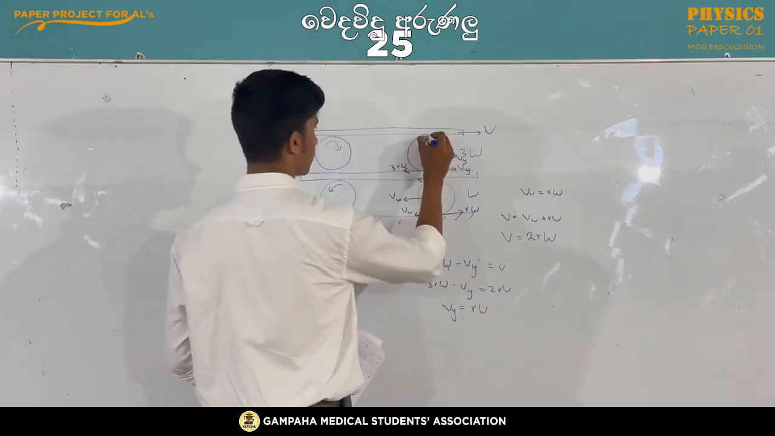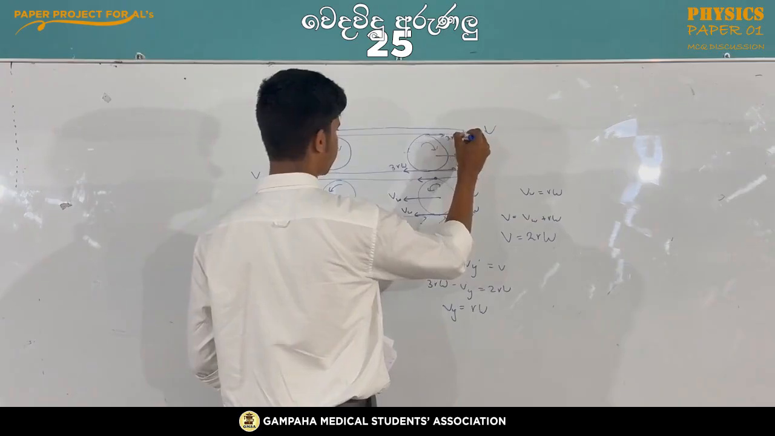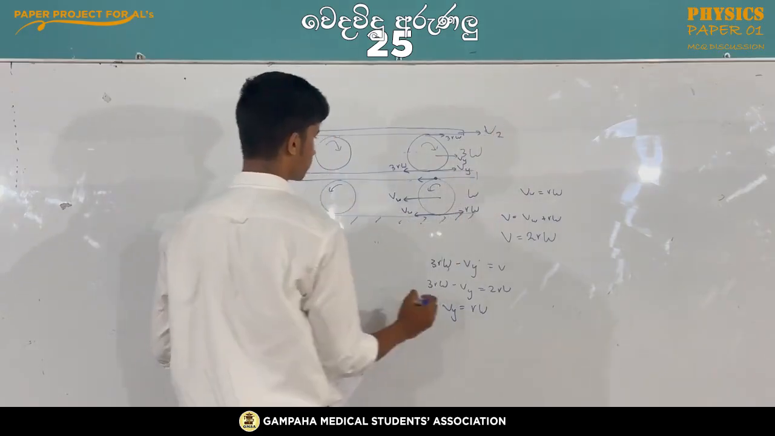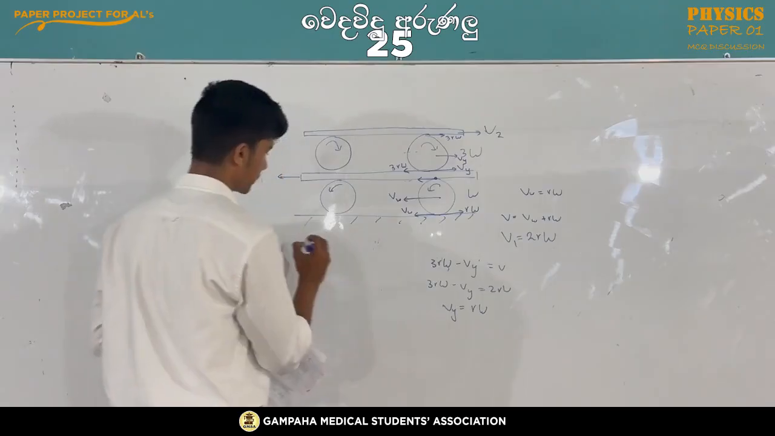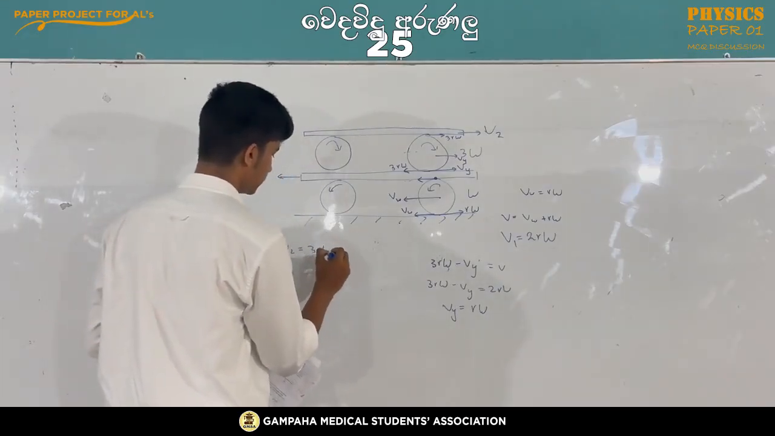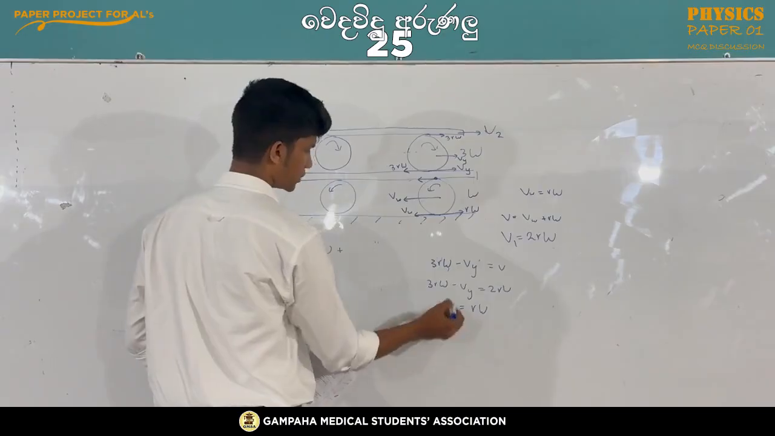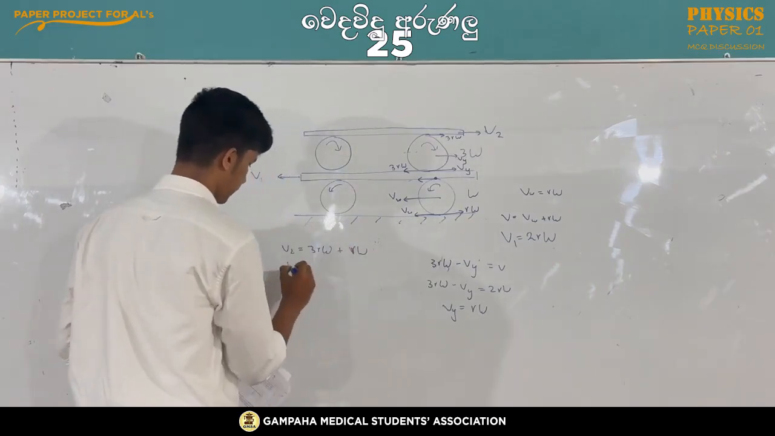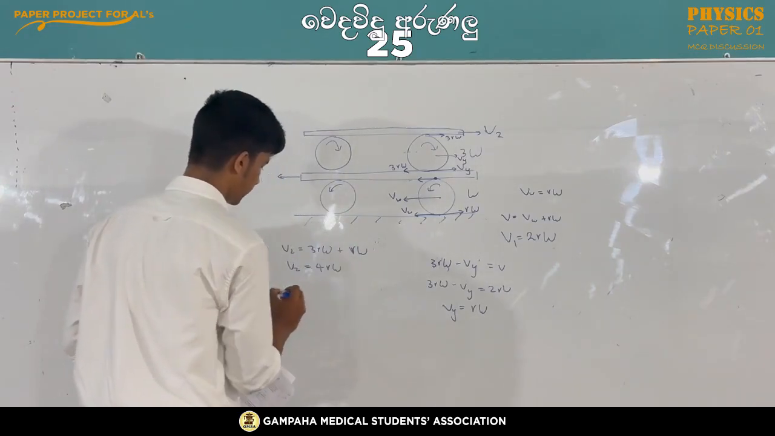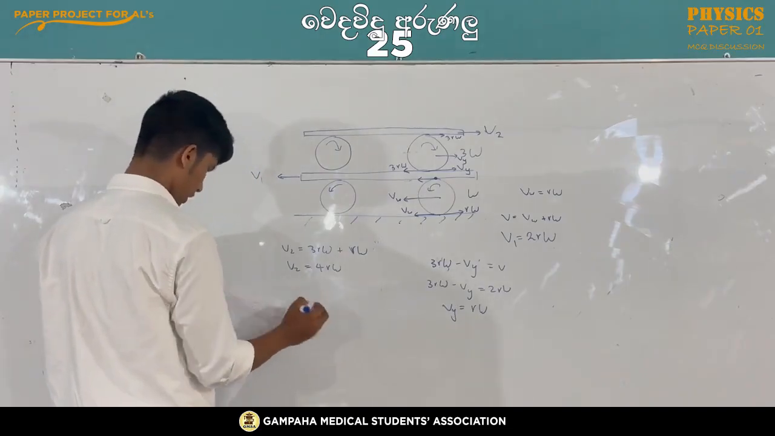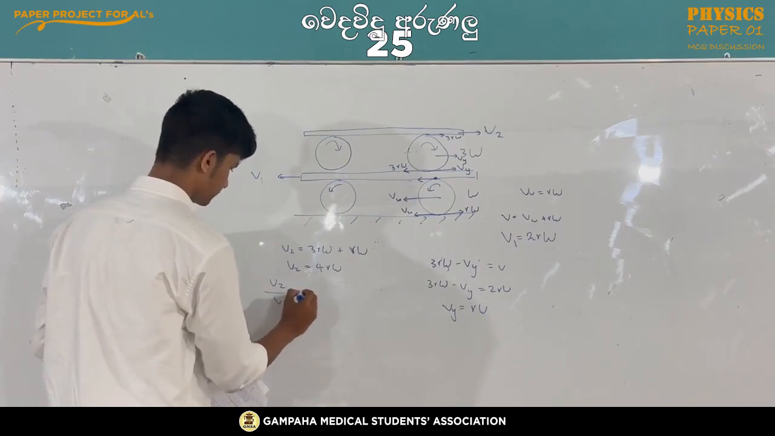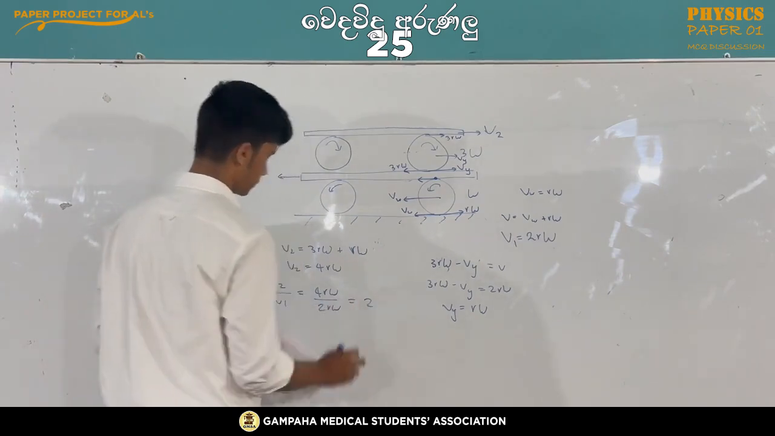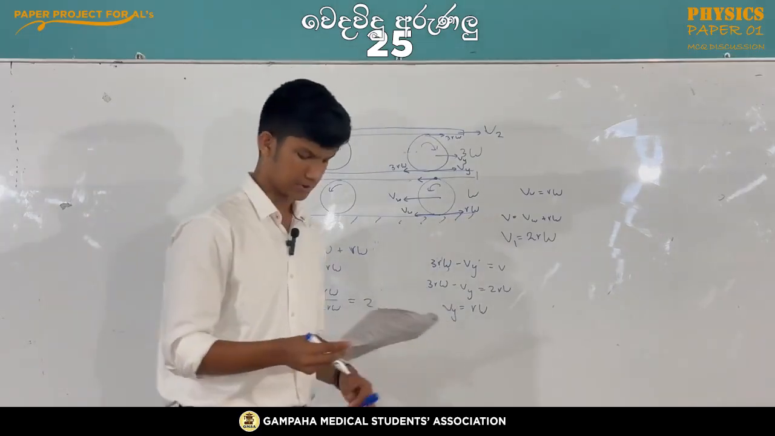And here, this is the addition of both. We will consider this as v2, and this is v1. Then v2 is equal to 3r omega plus the r omega that occurs due to the tangential velocity. Then v2 is equal to 4r omega. Then if we take the ratio between v2 and v1, this will be 4r omega over 2r omega, and the ratio is 2. So the correct answer is the third answer.